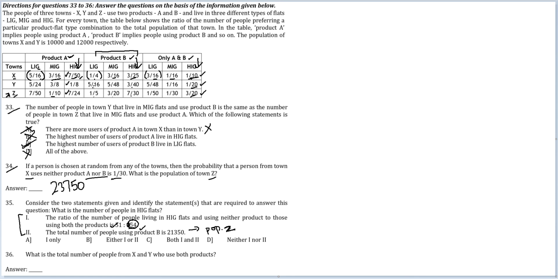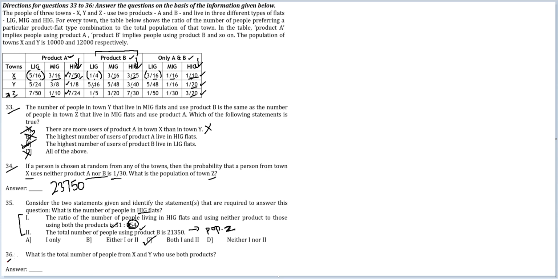So I will know people who are using neither product and living in HIG, and I already have people who are using either product and living in HIG. So both of them together will lead me to the answer. What is the number of people living in HIG flats? And therefore, the answer to this question will be option C. Beware, you are not expected to calculate the number of people living in HIG flats here. Simply data sufficiency is enough for you to reach the answer.